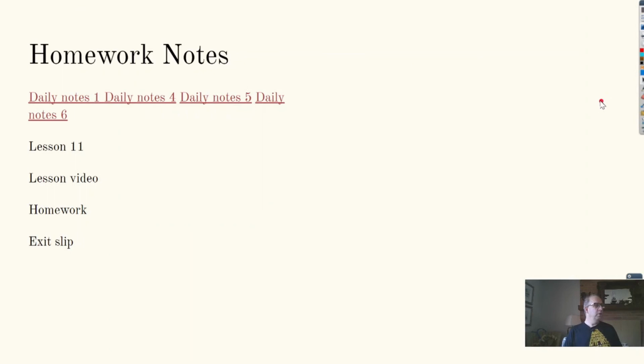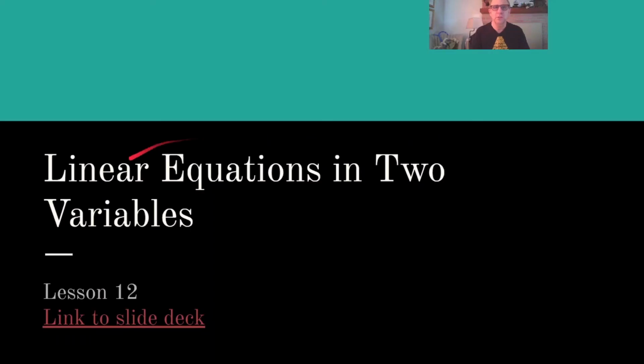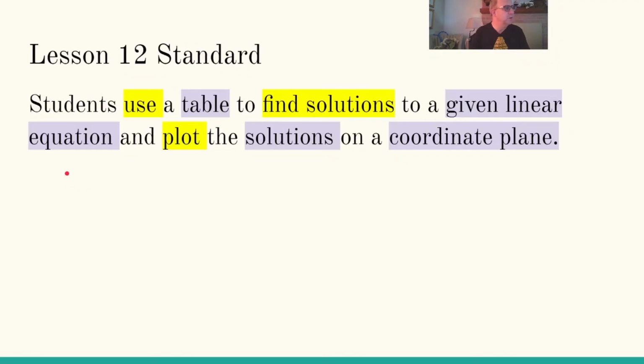Okay? So your homework, go ahead and do your homework. Lesson 12, linear equations in 2 variables. Students use a table to find solutions to a given linear equation, and then we plot those solutions on a coordinate plane. So remember, on an equation with 2 variables, the answer is not just one number, it's a coordinate pair, and we can graph those on an equation, and all of those answers are the solution.